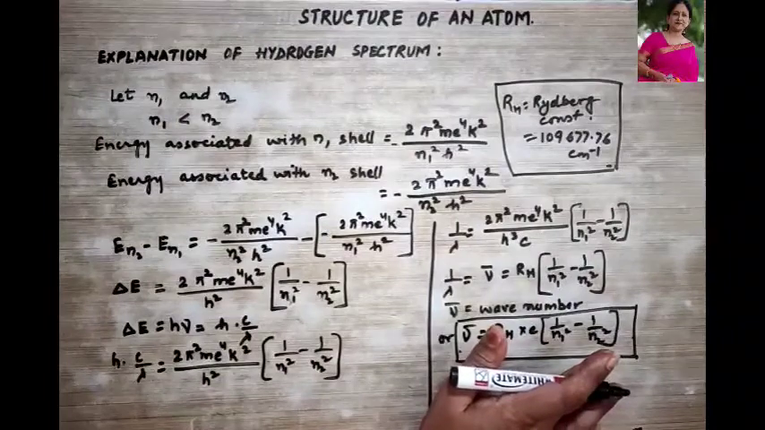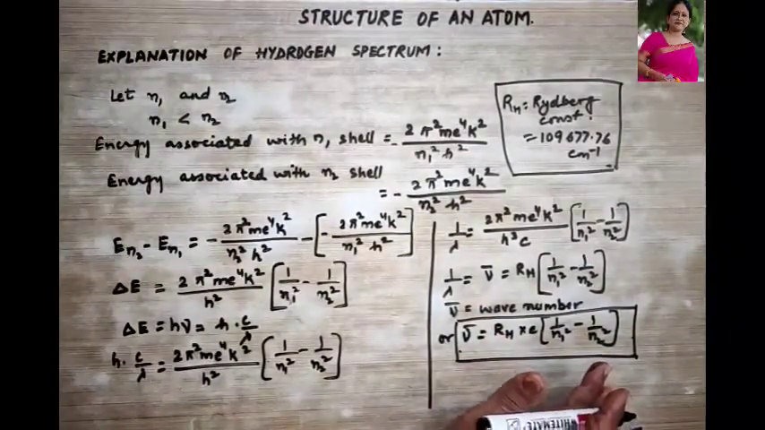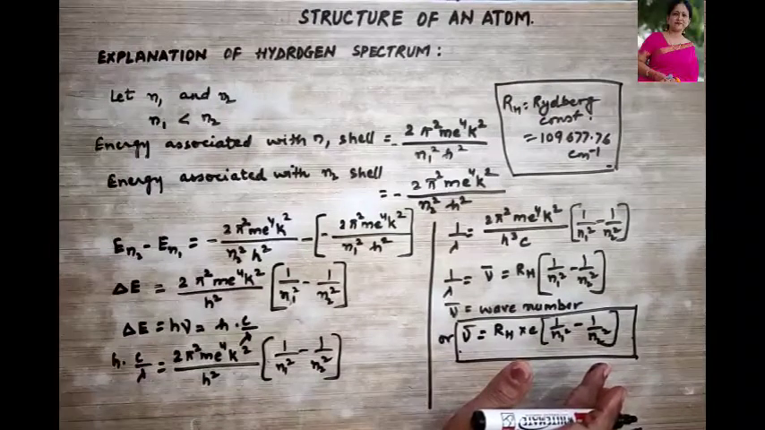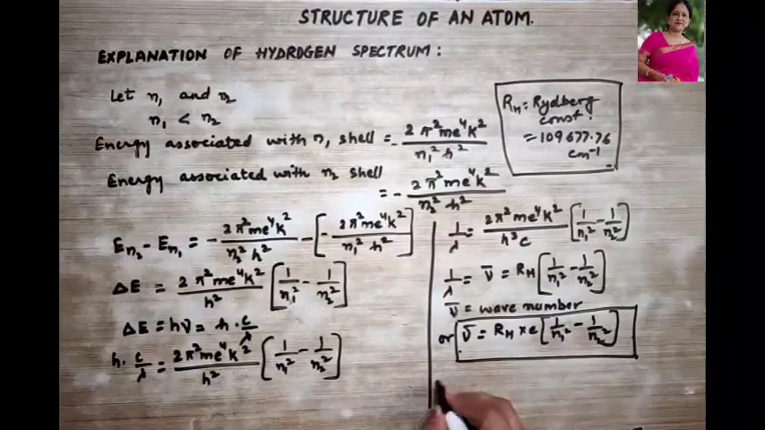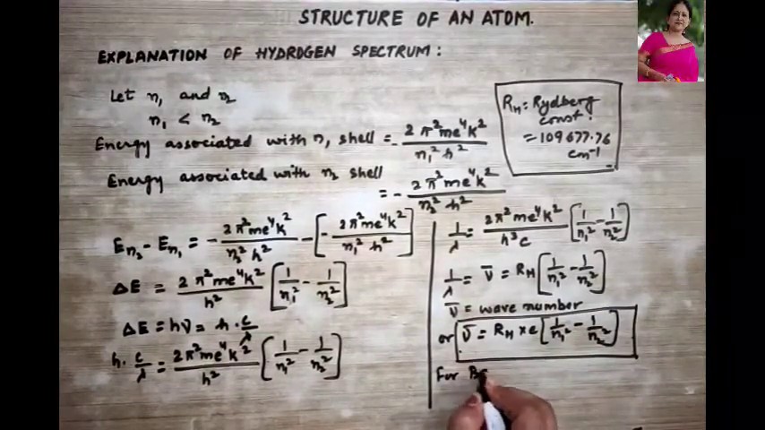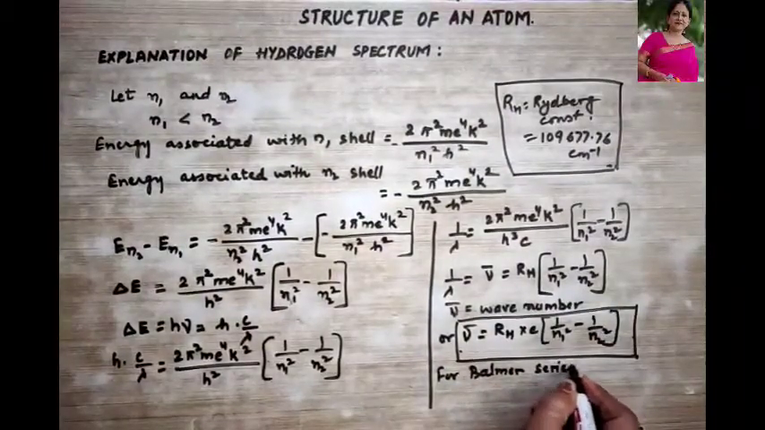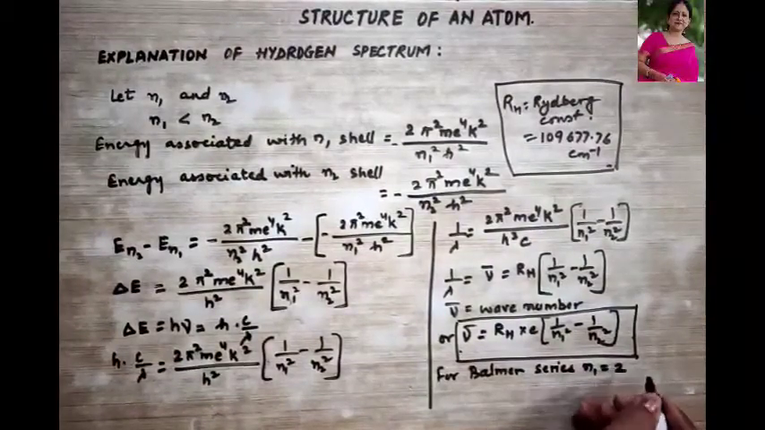Okay. Now for the Balmer series, now remember that for the Balmer series, always your n1 is equal to 2.